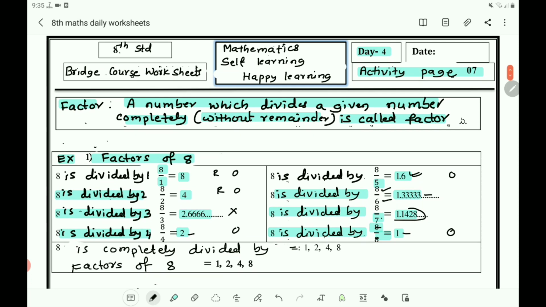So now identify here. 8 is divided completely by 1, by 2 and by 4. You will get the whole number. Again 8 completely. So 1, 2, 4, 8. These are the factors of 8 because they divide 8 completely and the quotient will be a natural number, that is an integer. So which are the factors of 8? The factors of 8 are 1, 2, 4, 8.